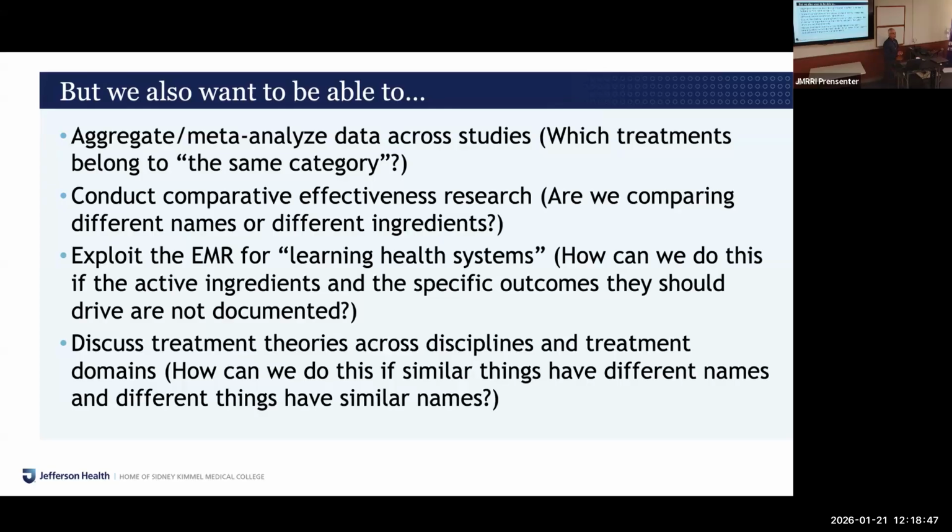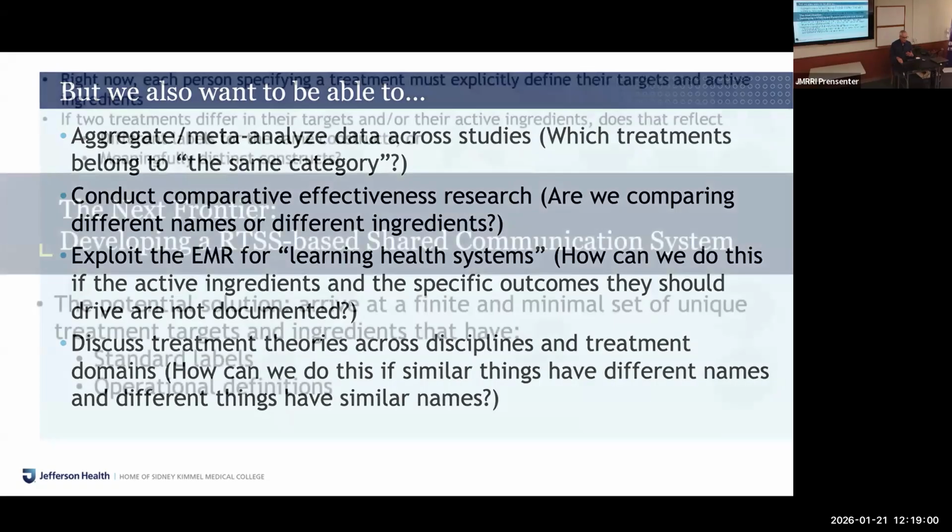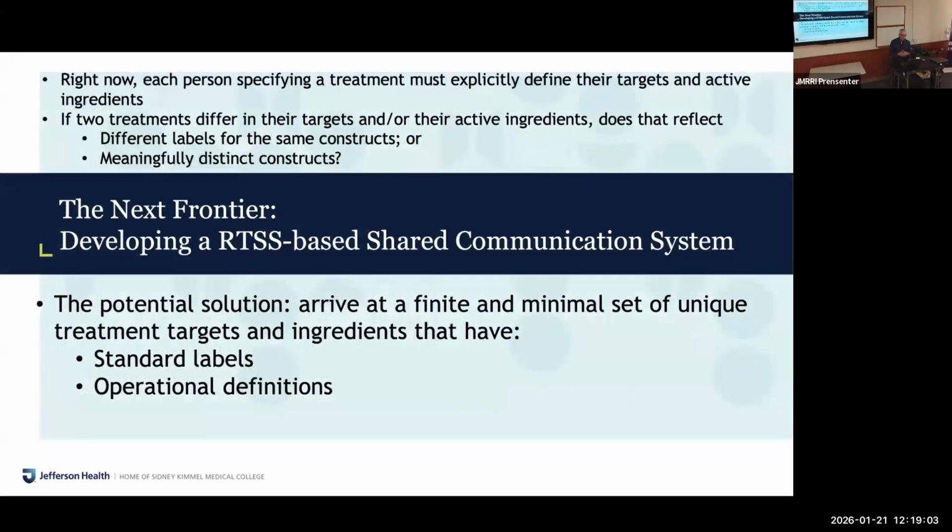And if we want to have cross-disciplinary discussions of theories, we have to be using the same language in those discussions. So you've heard all the things that I said we want to still be able to do. There's this undercurrent of language in there because we argue that the next frontier involves developing an RTSS-based shared communication system. So if 2 treatments right now differ in their targets or their active ingredients, we don't know whether that's different labels for the same constructs or meaningfully different constructs.